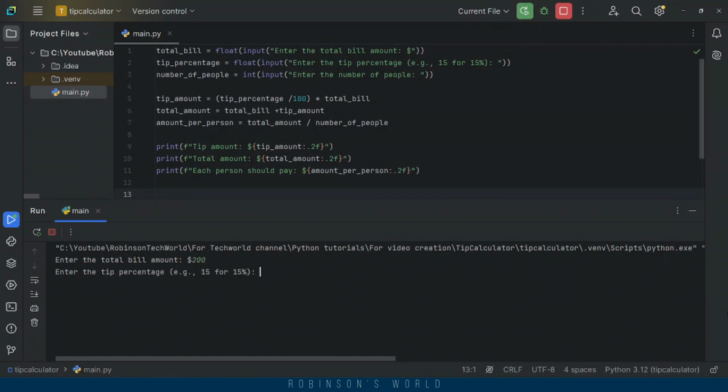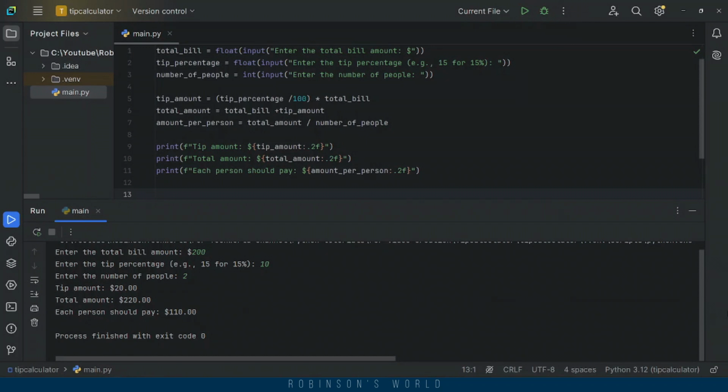$200, say 10 percent, 2 people. So tip amount is $20, total amount is 220 and each person should pay $110. As you can see, the program calculates the tip, the total amount including the tip, and how much each person needs to pay.